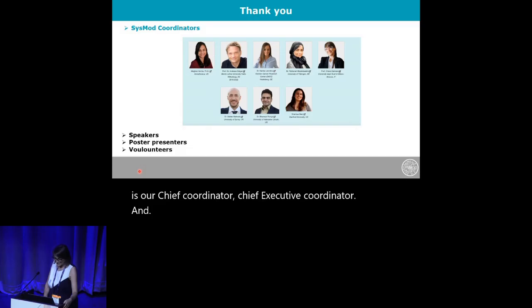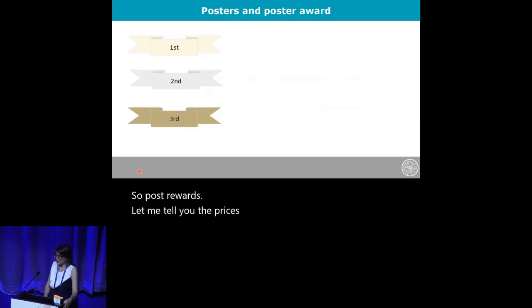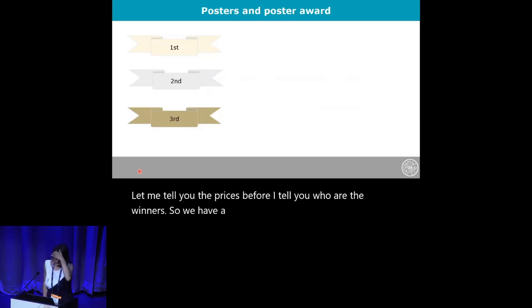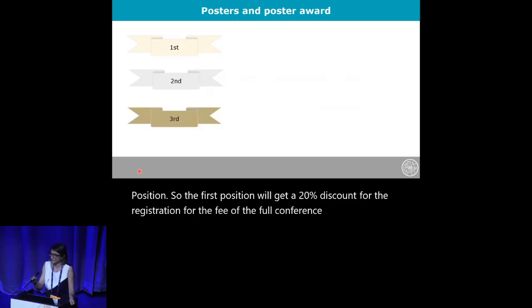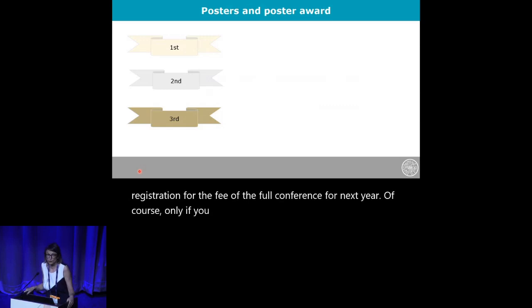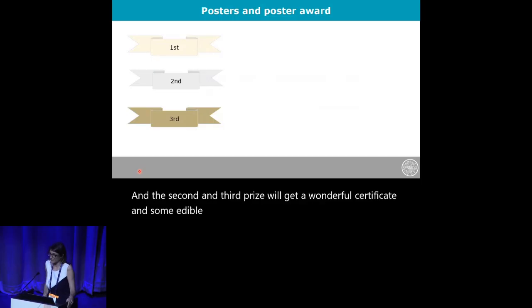So, poster awards. Let me tell you the prizes before I tell you who the winners are. We have a real prize just for the first position. The first position will get a 20% discount on the registration fee for the full conference next year, of course, only if you submit to the SysMod COSI. And the second and third prize will get a wonderful certificate and some edible souvenir from Liverpool.